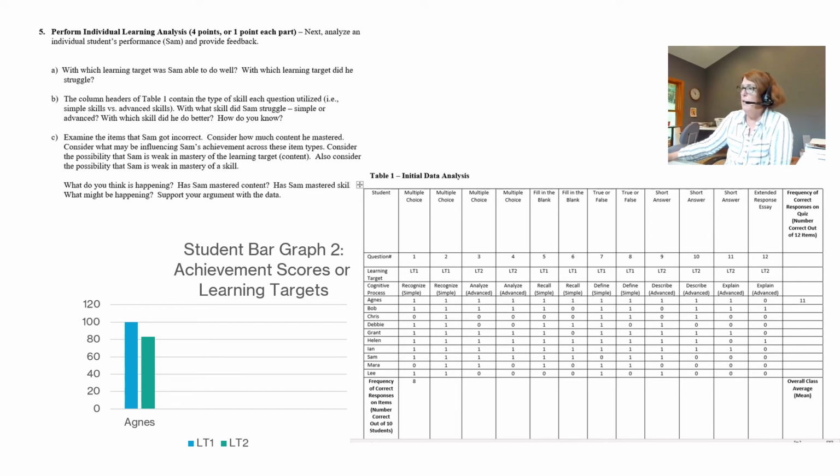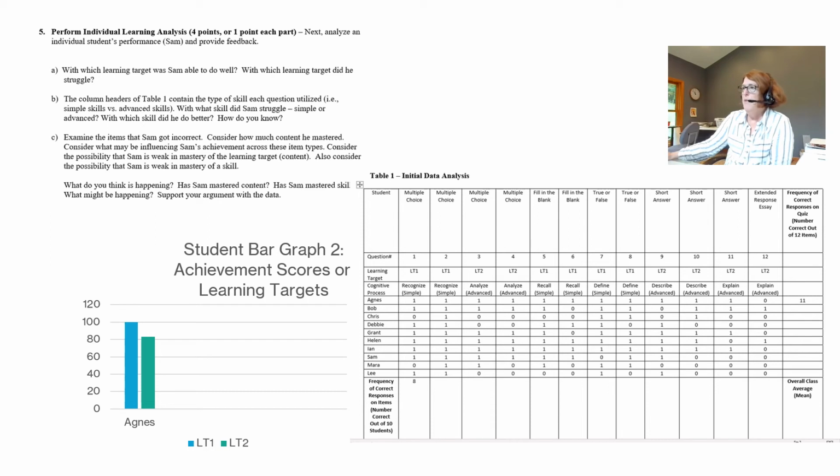So you can go across all 12 questions and see what type of question it was, as we've talked about before, but also the cognitive skill and skill level that question demanded. So let's get back to our questions that you have to answer.